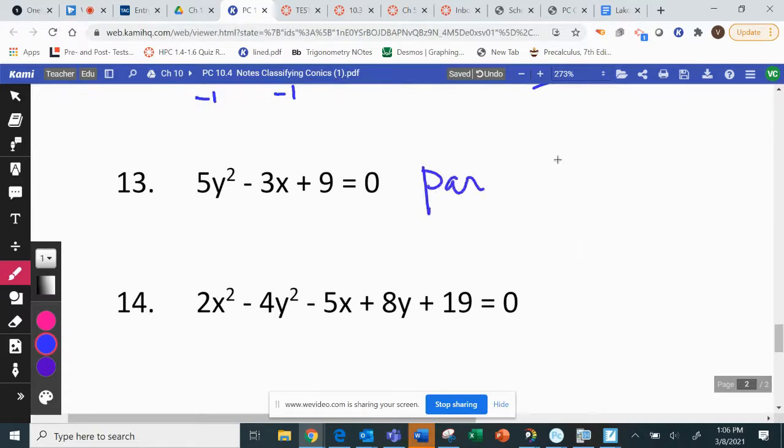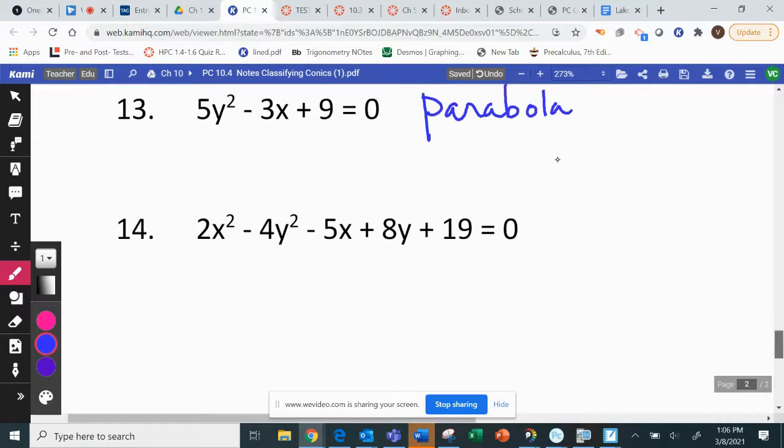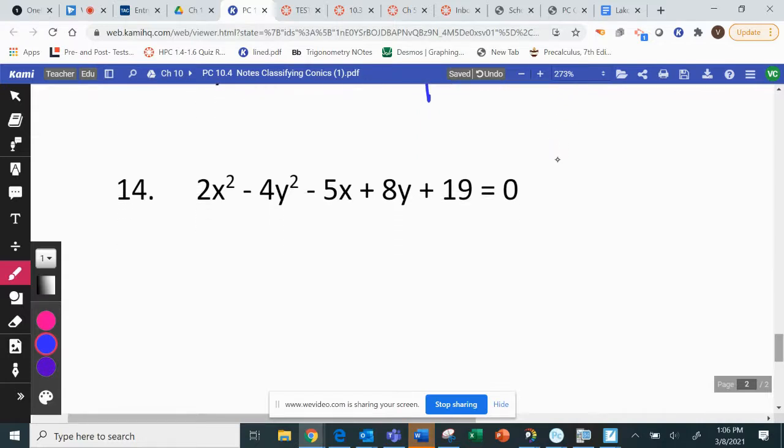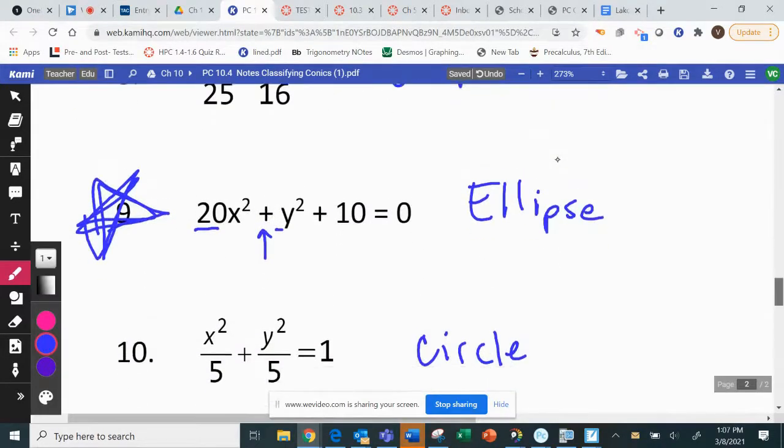Parabola is correct. Why? Perfect. There's a y squared, but there isn't an x squared. And 14, Abigail. A little bit louder, hon. Hyperbola, why? Because there's a negative in between the x squared and the y squared. Good. All right, let's go back to number 9.